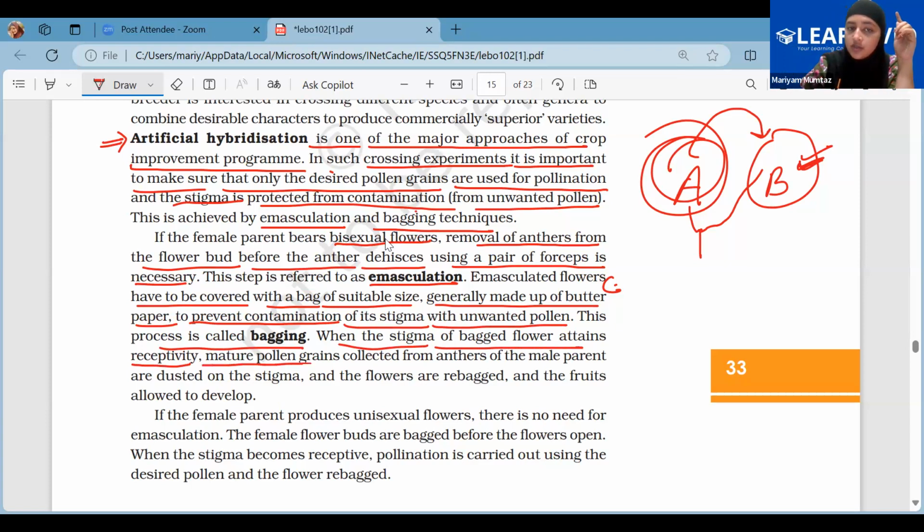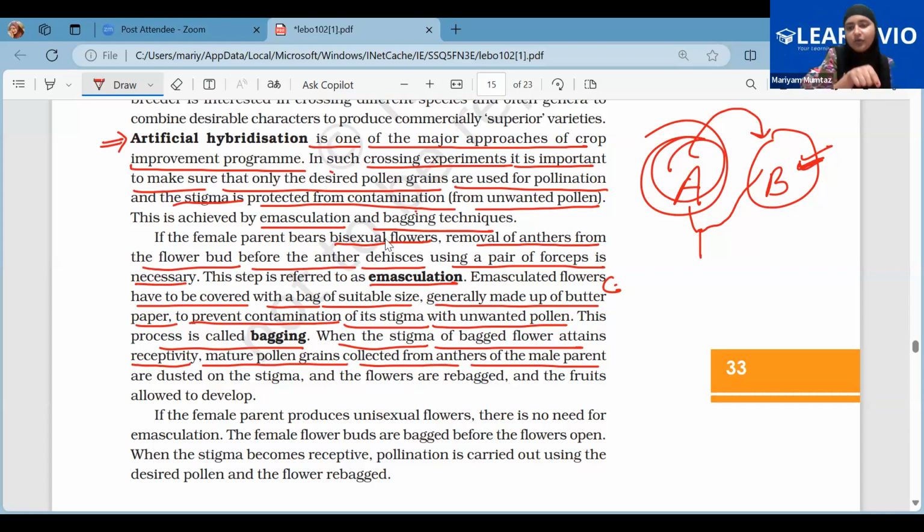Now the mature pollen grains are collected from the anther of the male parent, whatever the desired plant is. How do we collect them? We take a brush, like a paint brush, and lightly dust off the pollen onto the brush. Now the brush has the pollen.